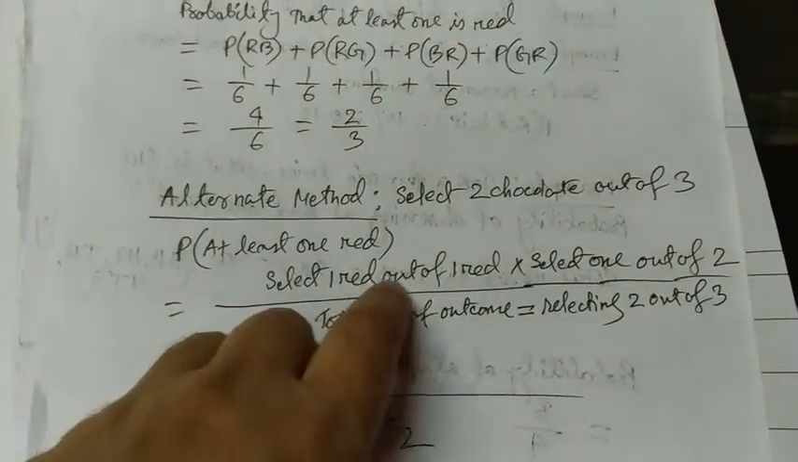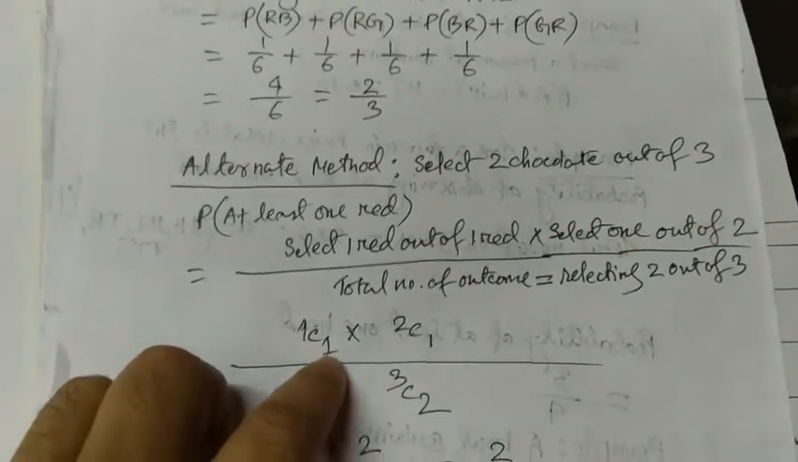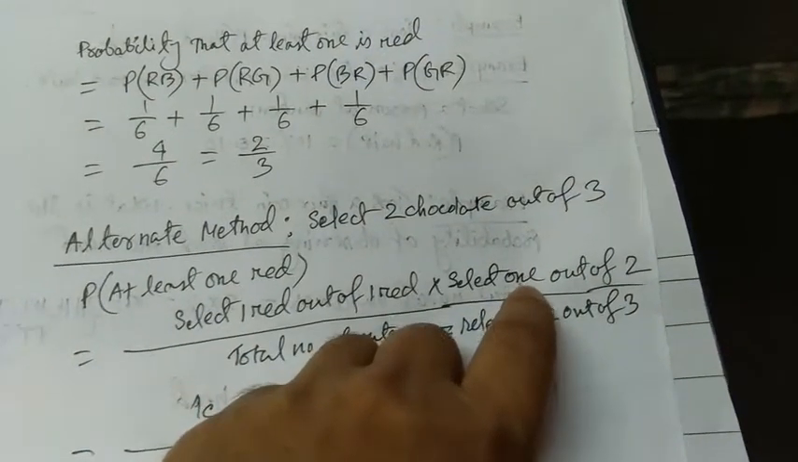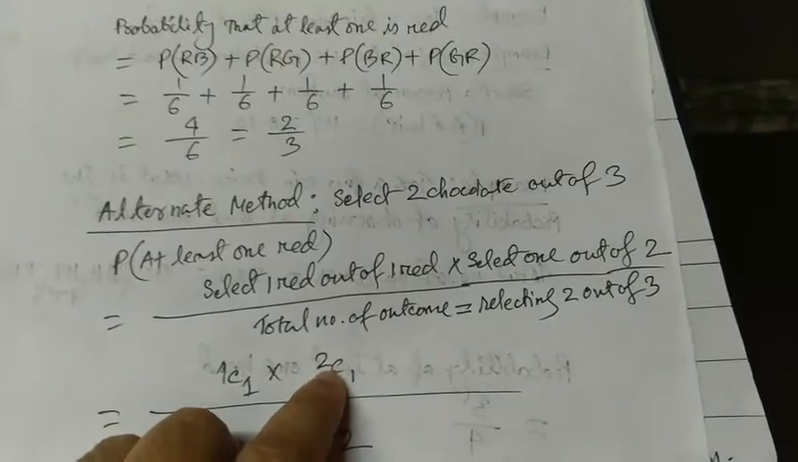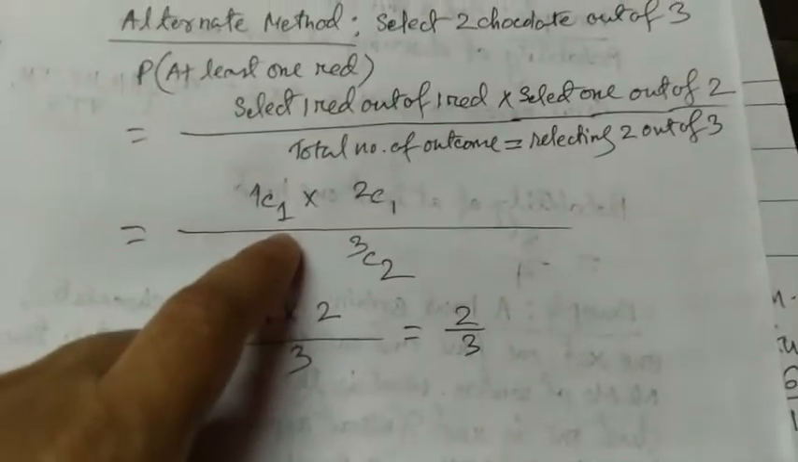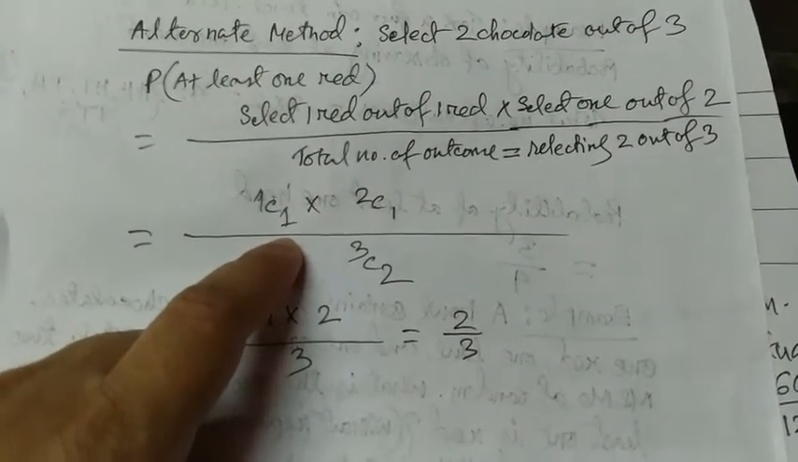Selecting 1 red chocolate out of 1 red chocolate, we can do it in 1C1. Selecting 1 chocolate out of the remaining 2 chocolate, we can do it as from the 2 chocolate we need to select 1 chocolate. That means 2C1. So if you use your calculator, you can solve it very easily.